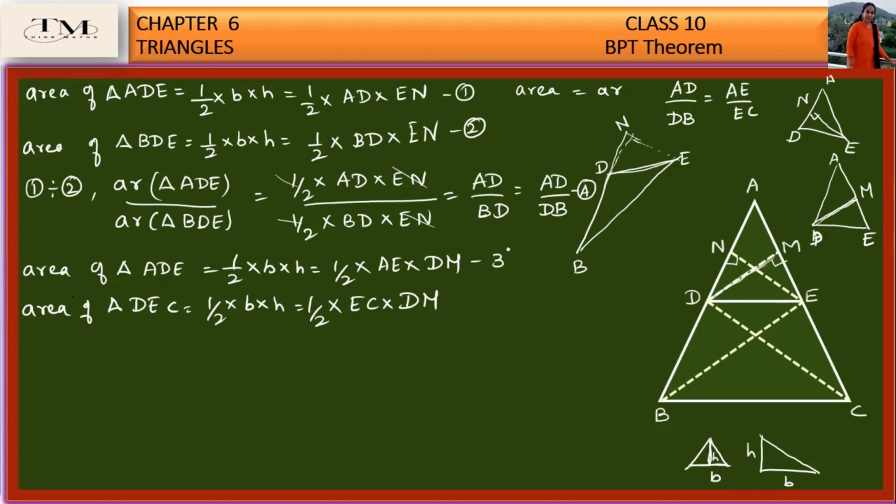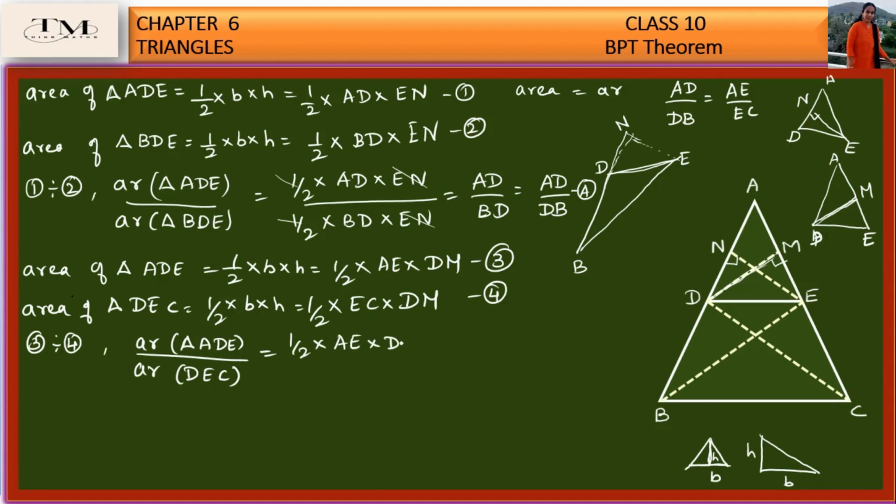So this is 3 and this is 4. Now I am going to divide 3 divided by 4. We will get area of triangle ADE divided by area of triangle DEC equal to half into AE into DM divided by half into EC into DM. So half gets cancelled and DM gets cancelled. So it will be AE by EC. So this is B. Okay.